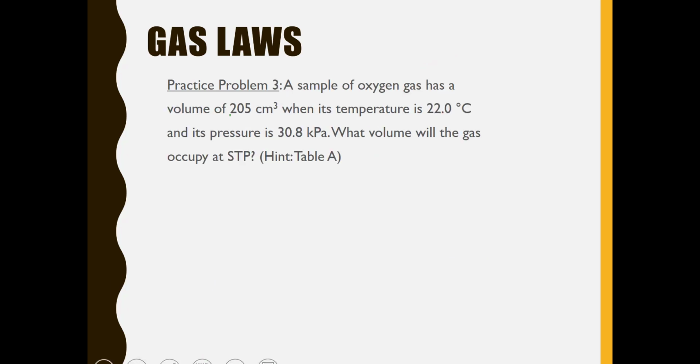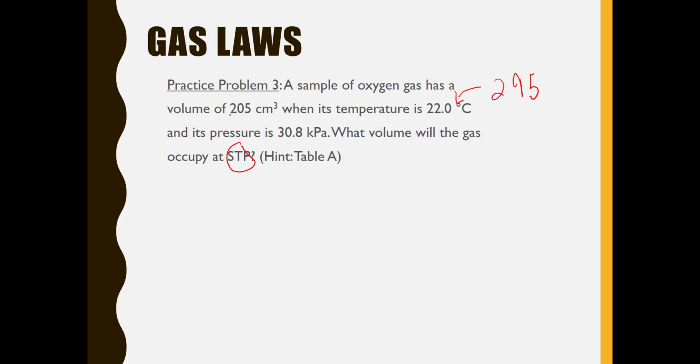Looking at our last practice problem here, we have a sample of oxygen gas that has a volume of 205 centimeters cubed when its temperature is 22 degrees Celsius and its pressure is 30.8 kilopascal. What volume will the gas be at STP? STP stands for standard temperature and pressure. You can find these values on table A. One of the things that we need to do is convert our temperature. So 273 plus 22 gives us 295.